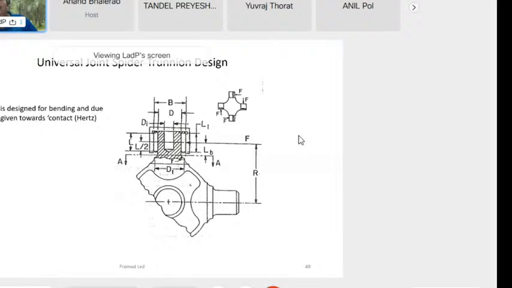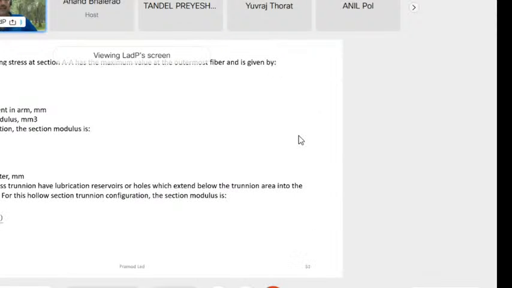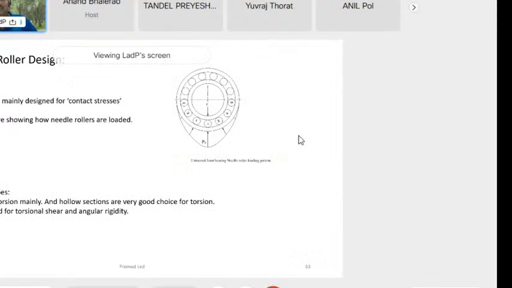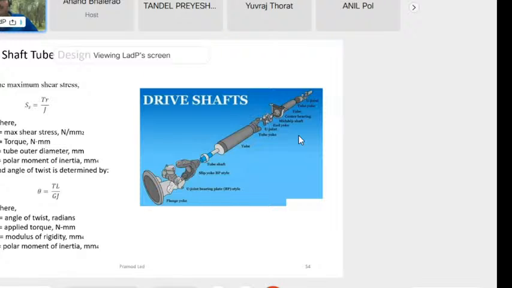And spider is one of the most critical items, actually, and bearing rollers. These are two critical items that are very important from the design perspective in the propeller shaft. And they are designed with the consideration of bending and contact stresses. These are the details of the calculation. These are needle roller bearing considerations. This is consideration for a tube. A tube is designed for maximum torsional shear.